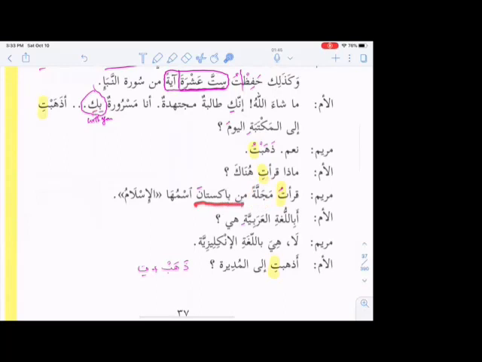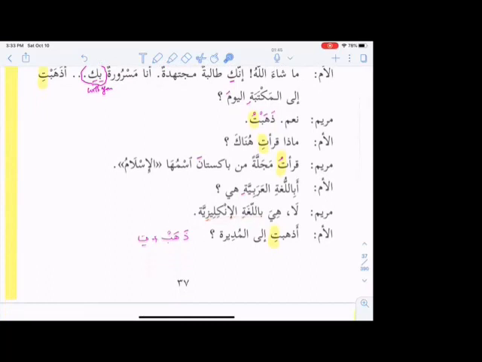Min Pakistan. Ismuha, its name is Al-Islam. A-bil-lughatil 'arabiyyati hiya? See, hiya came at the end. Normally people will say, hiya bil-lughatil 'arabiyyati, but this is a more eloquent way of saying. A-bil-lughatil 'arabiyyati hiya? La. Hiya bil-lughatil Inkliziyyati. See, these are beautiful dialogues.